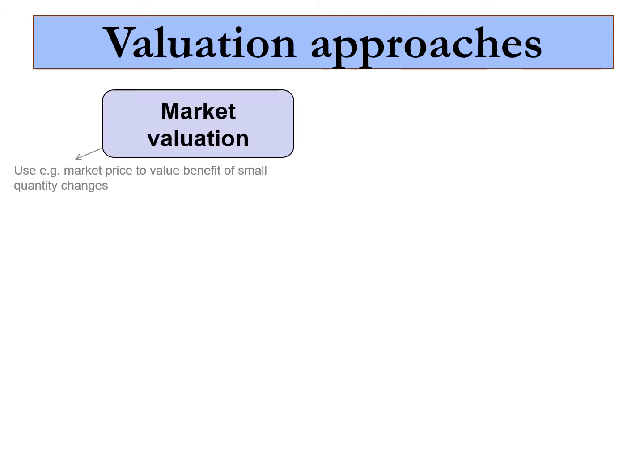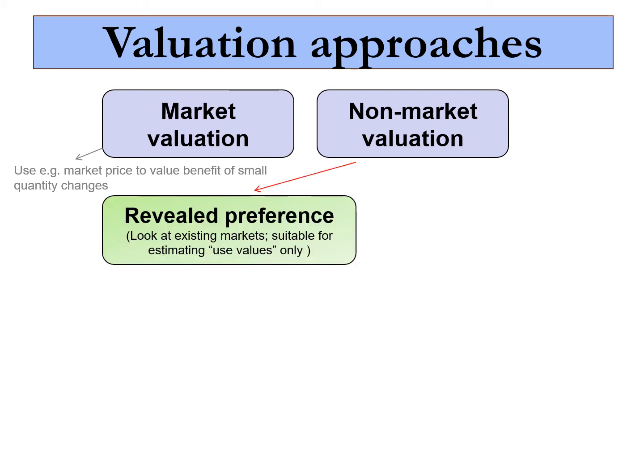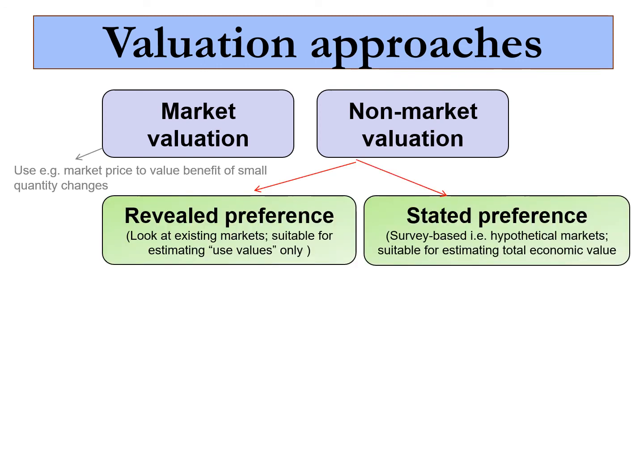Valuation approaches. We have market valuation. Under market valuation, the price will act as a signal to the demand and the supply side. We also have non-market valuation, and it can be divided into revealed preference as well as stated preference. Under revealed preference, by looking at the existing market, it will tell our preference, and it is suitable to estimate the use values only.